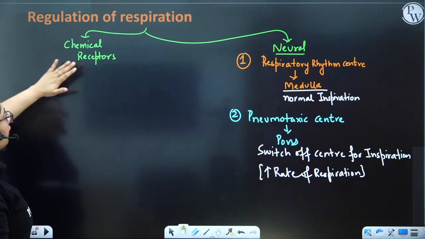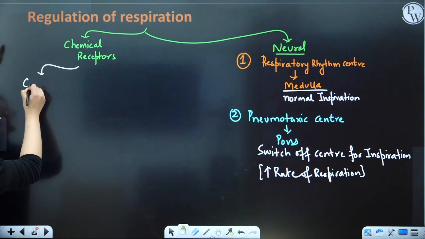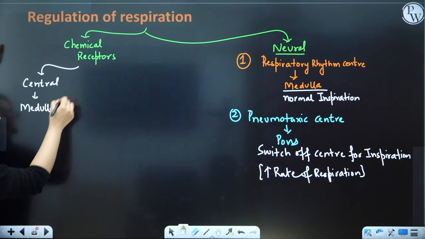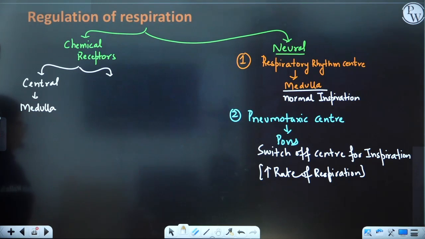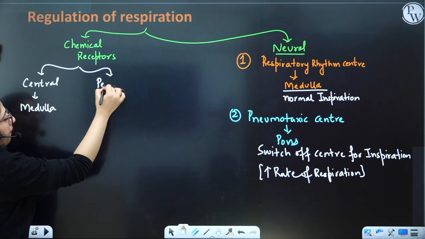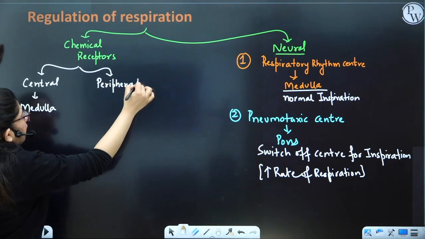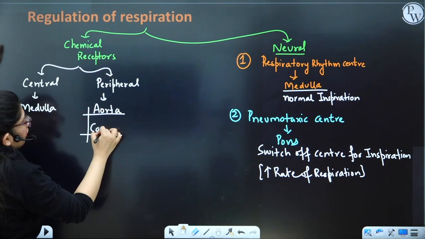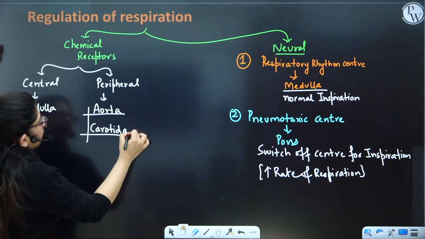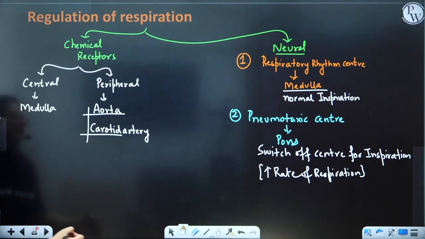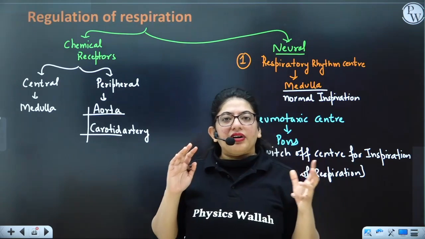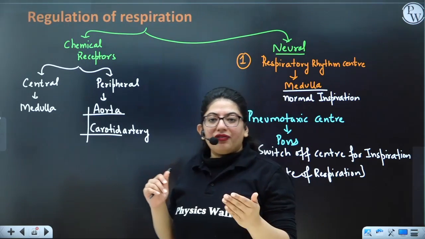Next, we have chemoreceptors. Chemoreceptors are of two types. One are central, present in the medulla. Another are peripheral chemoreceptors, present in your blood vessels, in the aorta and carotid artery. Aorta, you all understand what is aorta? The one that is carrying the oxygenated blood from the left ventricle. Like we had the pulmonary artery in the right ventricle, and in the left we have the aorta.